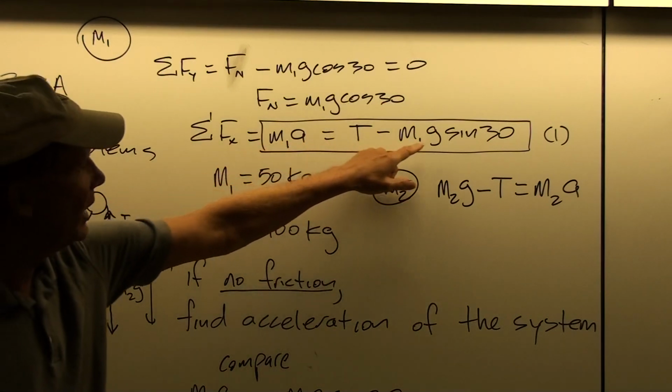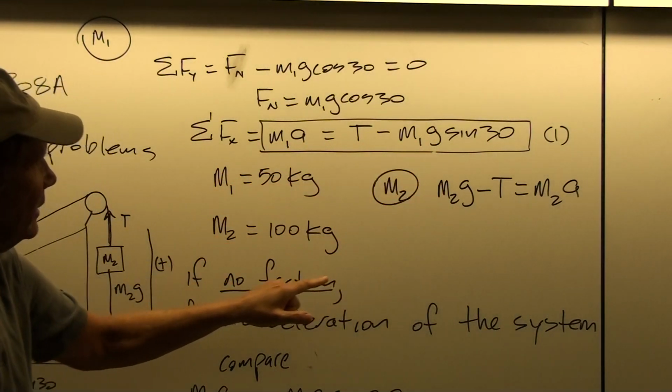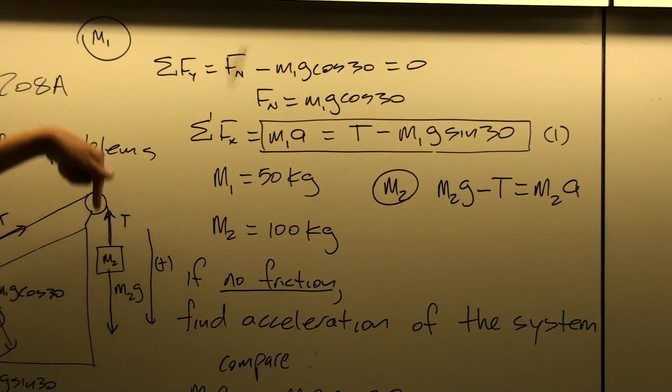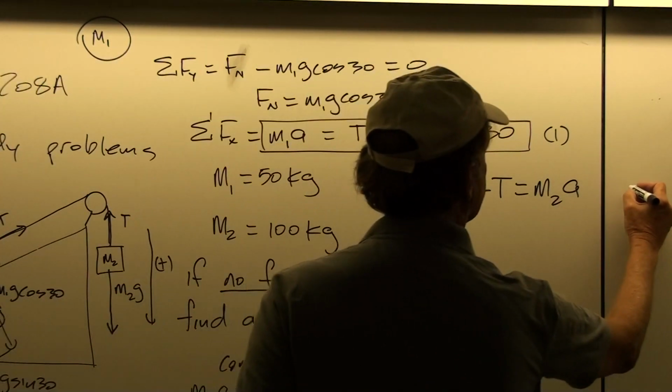That's why this is T minus M1g sine 30 equals M1a, and this is M2g, the bigger of the two, minus T equals the direction that's moving, M2a. So that's our equation 2.